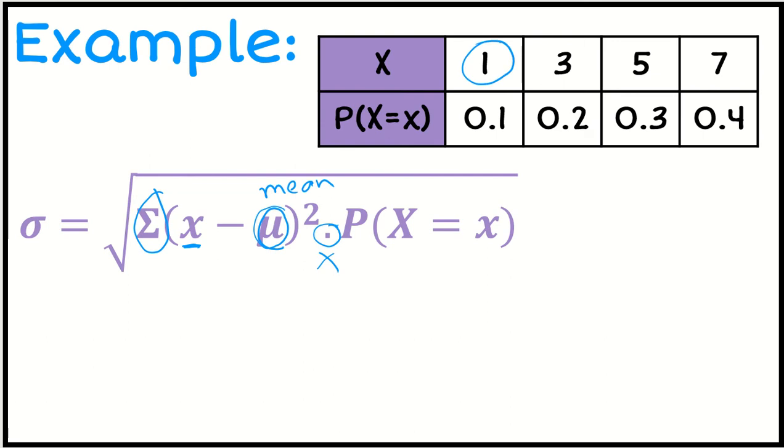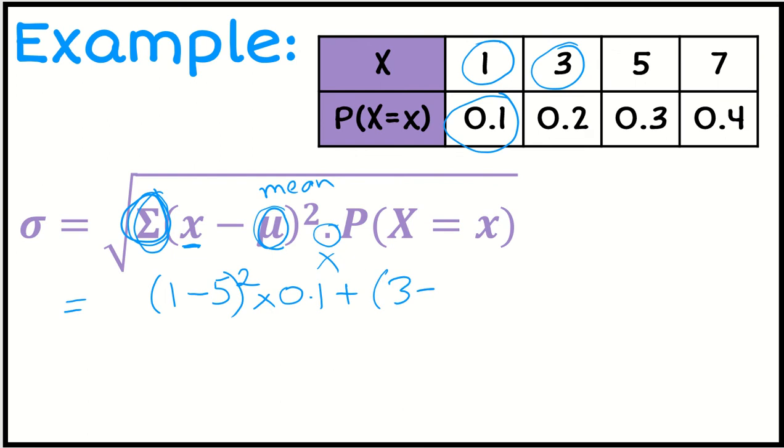Let me start with the first x value. First x value is 1. So I'm going to do 1 minus, and our mean was 5, and I'm going to square that. Then I'm going to multiply that by the probability of a 1, which is 0.1. Then I'm going to sum this up. So now I'm going to add on the next x value. My next x value is 3. So I'm going to say 3 minus the mean of 5, all squared, times the probability of a 3, 0.2.